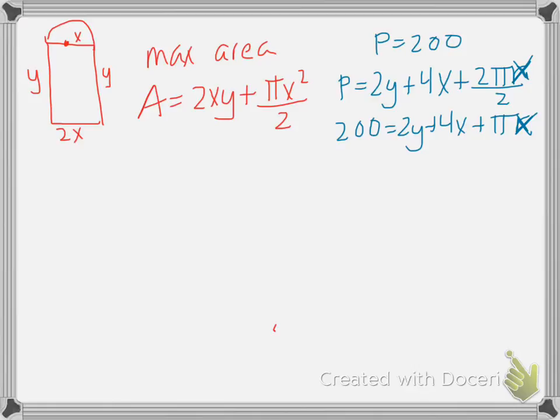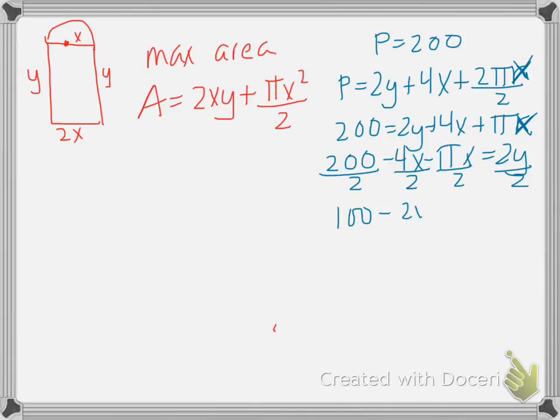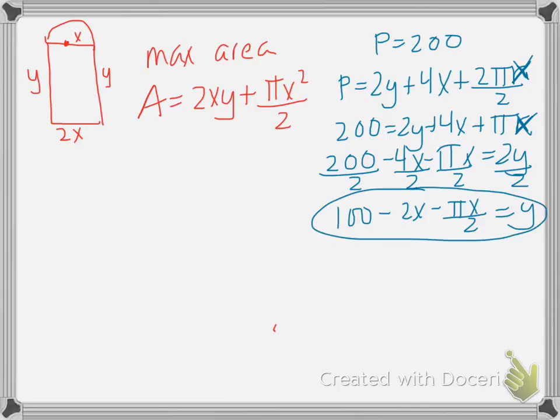Okay, so you have a choice. You can either solve for y or x. I think solving for y is easier, but you could do whatever you want. So I'm going to bring everything else over. And then I'm going to divide every term by 2. Okay, so that's my value for y. And now I'm going to go back to my area, and I'm going to substitute that value for y. So instead of writing y, I'm putting this mess.